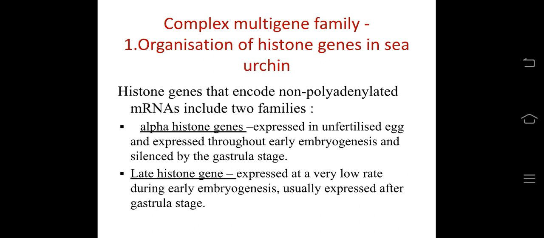Histone genes that encode non-polyadenylated mRNAs include two families: the early histone genes, expressed in the unfertilized egg and throughout early embryogenesis and silenced by the gastrula stage. Then the late histone genes, expressed at a very low rate during early embryogenesis, usually expressed after the gastrula stage.